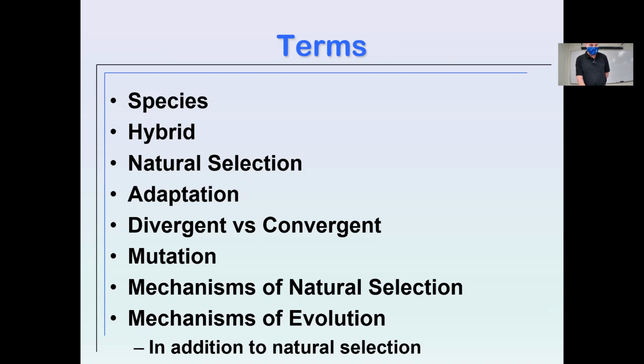We talked about genetic drift. We talked about random events. We talked about bottleneck events. So there are other mechanisms through which evolution can occur. Okay.